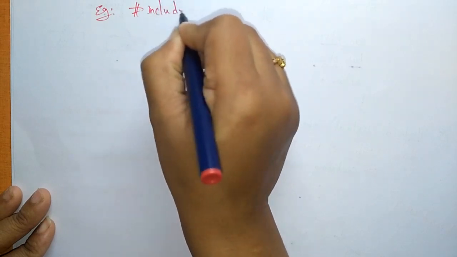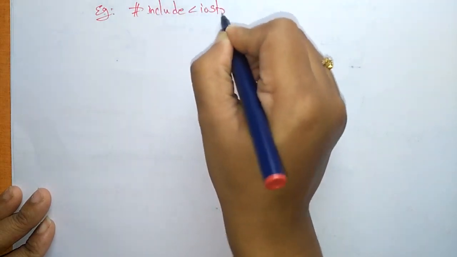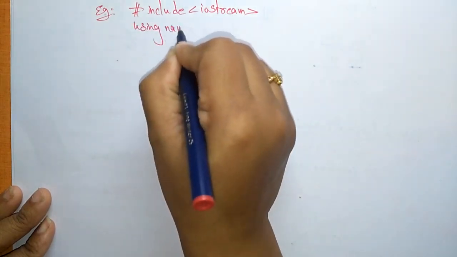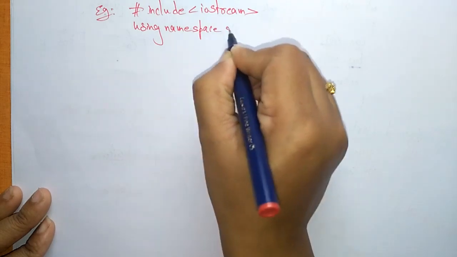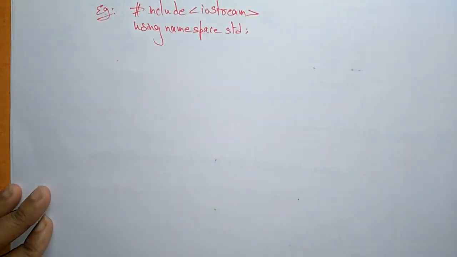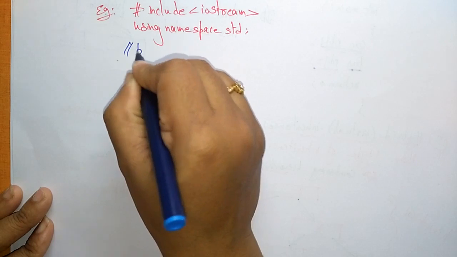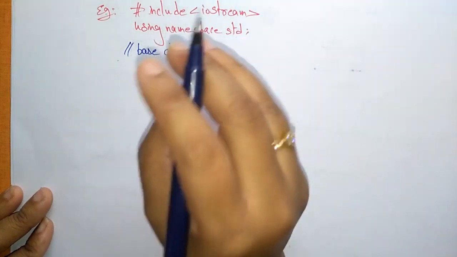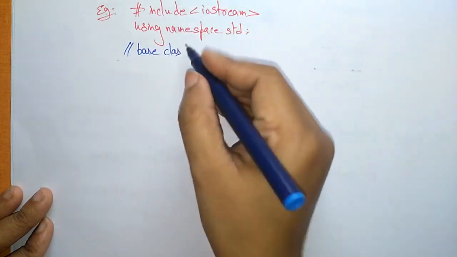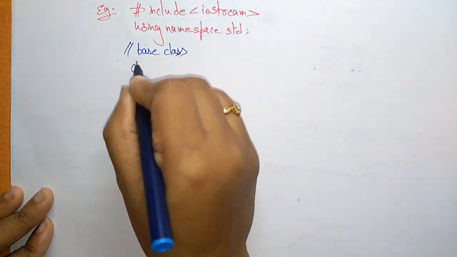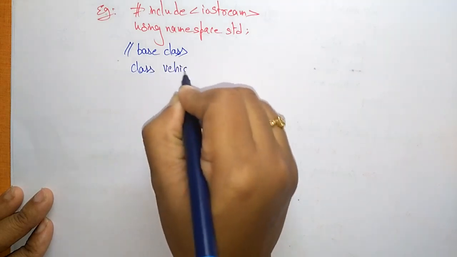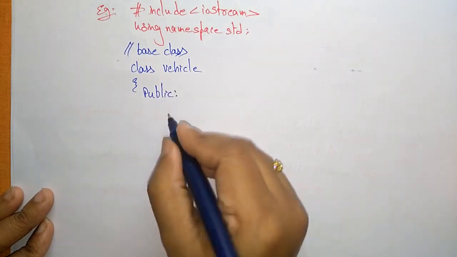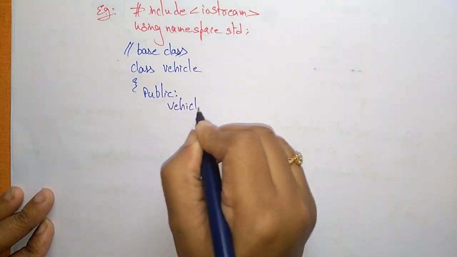#include <iostream>, using namespace std. Now coming to the base class. Don't be confused here. You can see more than one base class because it is a combination of hierarchical as well as multiple. So coming to the base class, that is class Vehicle, that I declared as public so that other classes can inherit these functions.